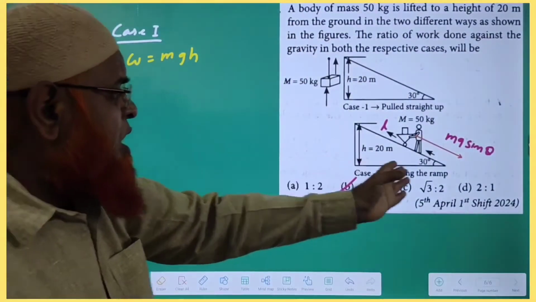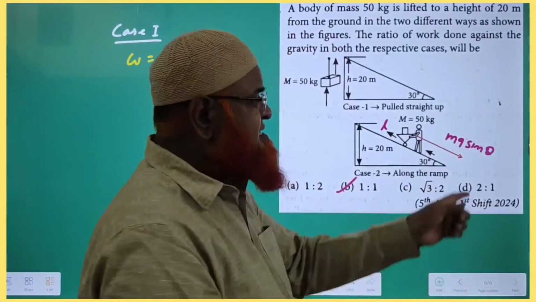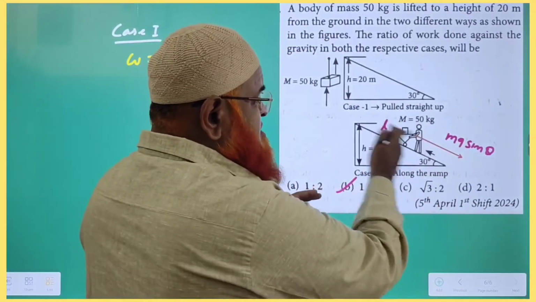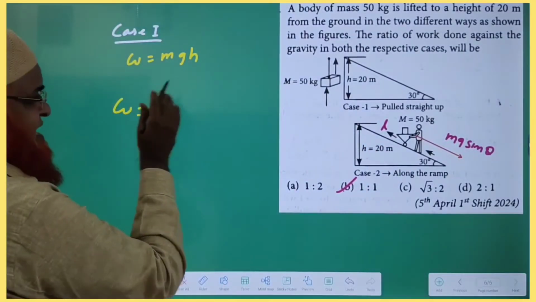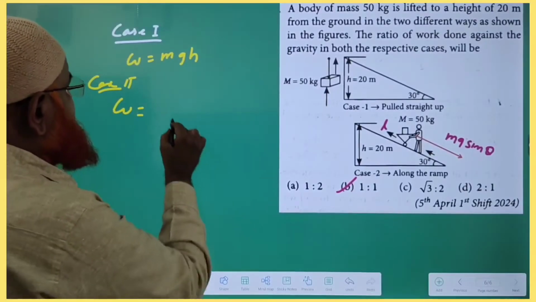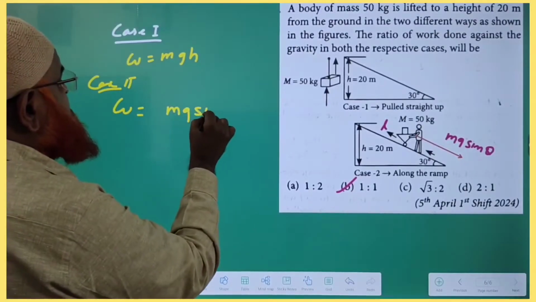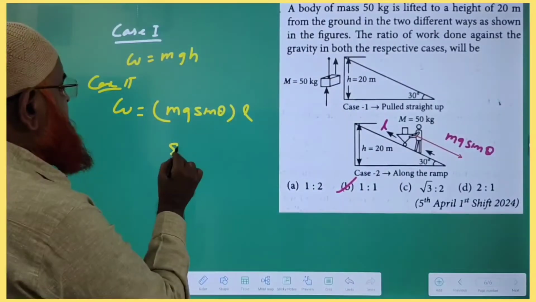But when you go along the inclined plane, the force acting along the inclined plane is mg sine theta, and the displacement is L here. Therefore, work done in the second case, case 2, is force mg sine theta times displacement L.